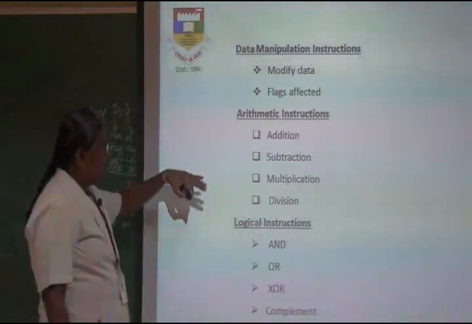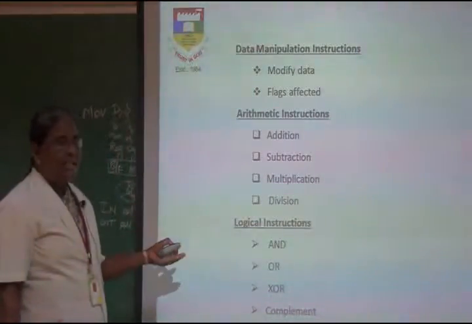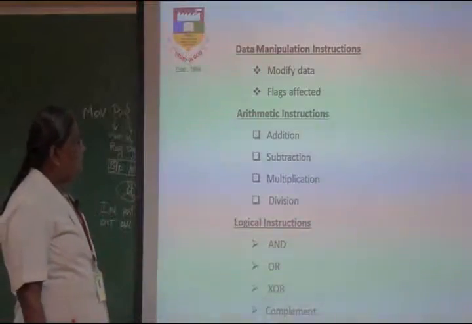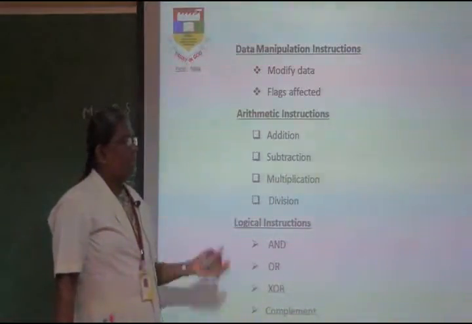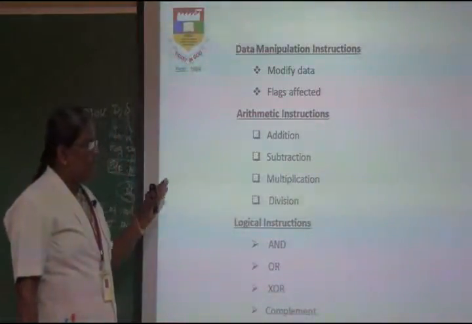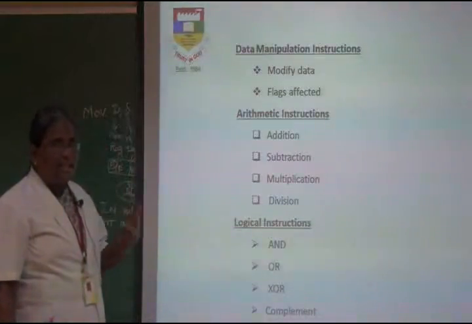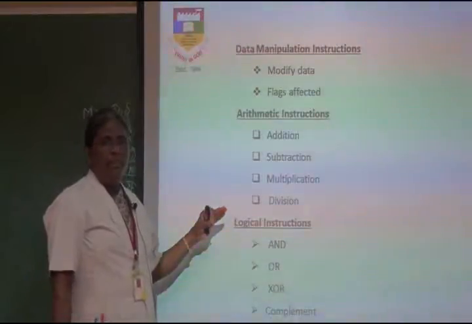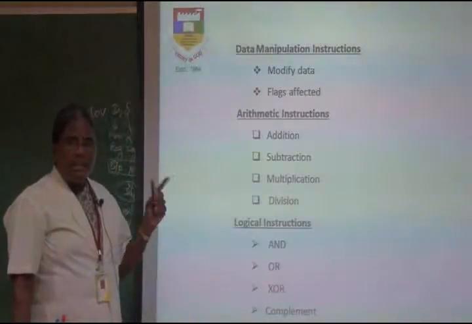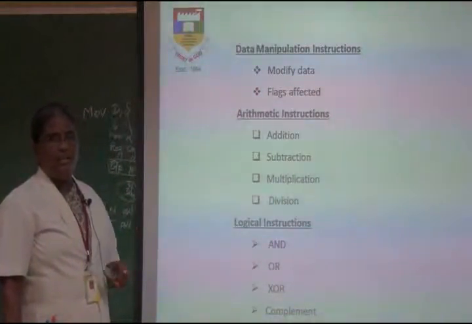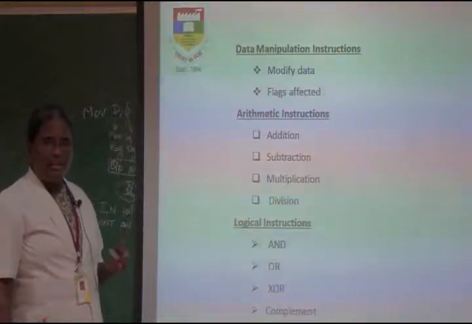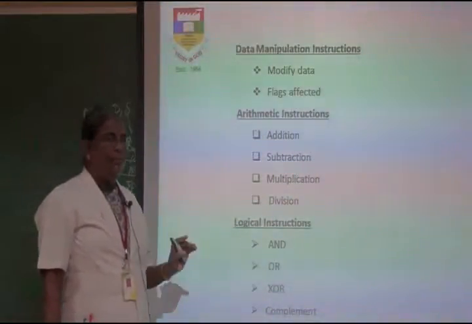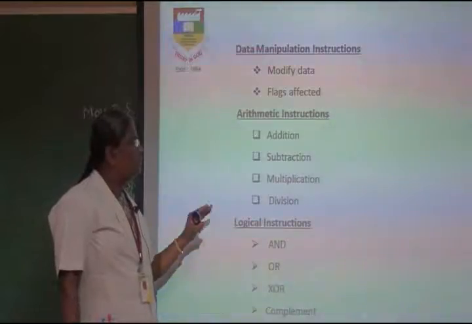Addition can be either 8-bit or 16-bit. For 8-bit, as already told, the AL register will be used, and for 16-bit, the AX register should be used. So we have to take care whichever data is used. 16-bit means both source and destination should be 16-bit. 8-bit means source and destination should be 8-bit.